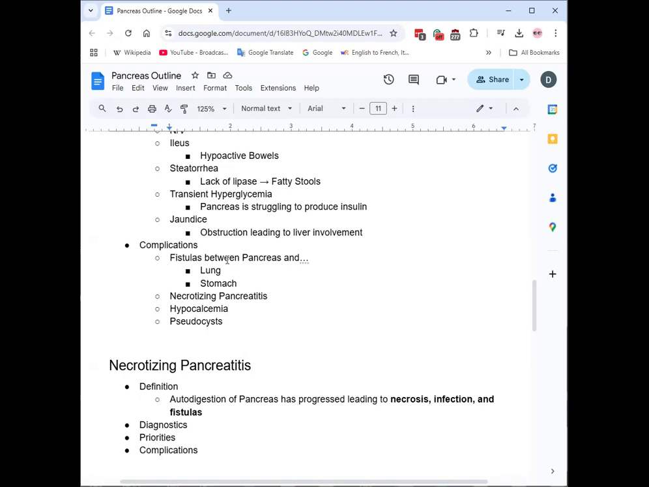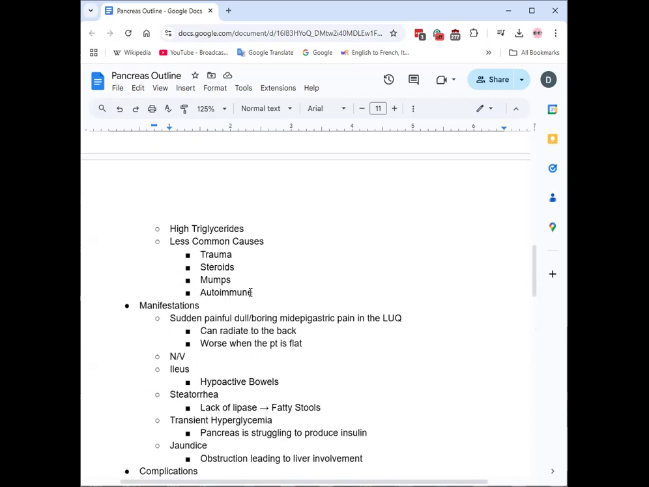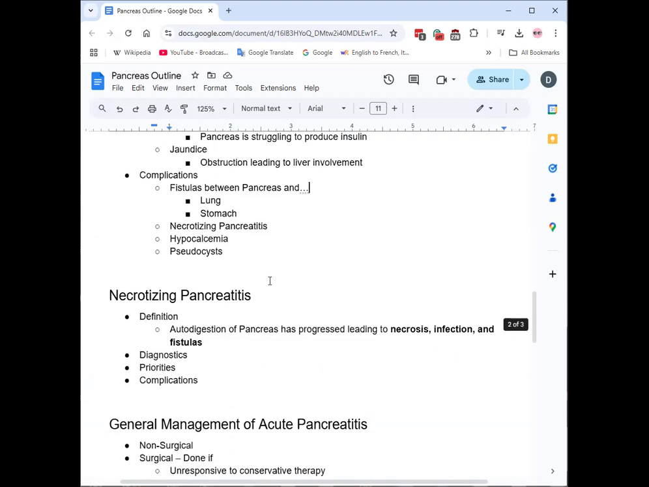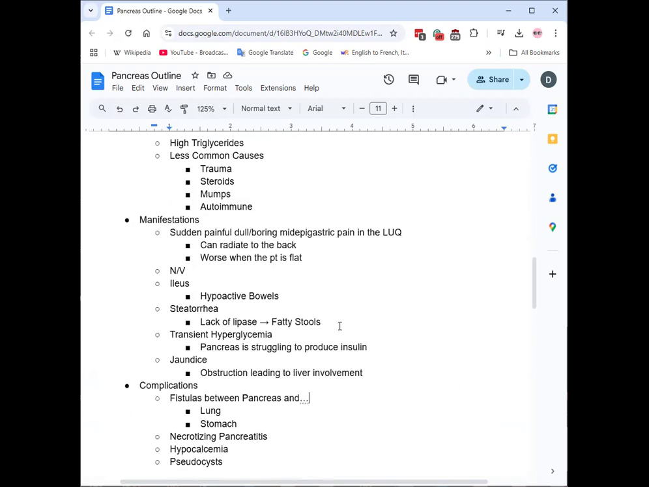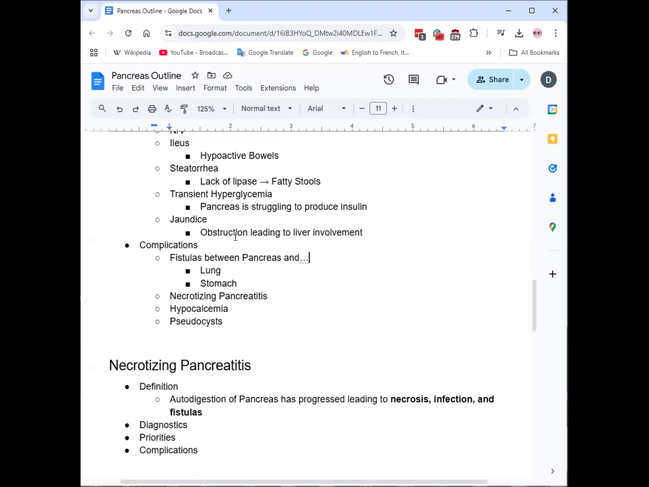Sharp in acute pancreatitis. Chronic pancreatitis will have the boring, dull pain. I guess that makes sense, if you want to think of it like that. Probably, yeah, the sudden painful. I'm not sure about the actual feeling, but I'll double check on that.